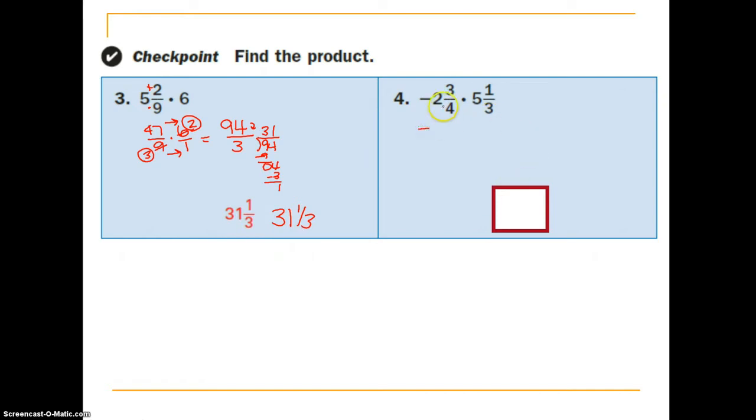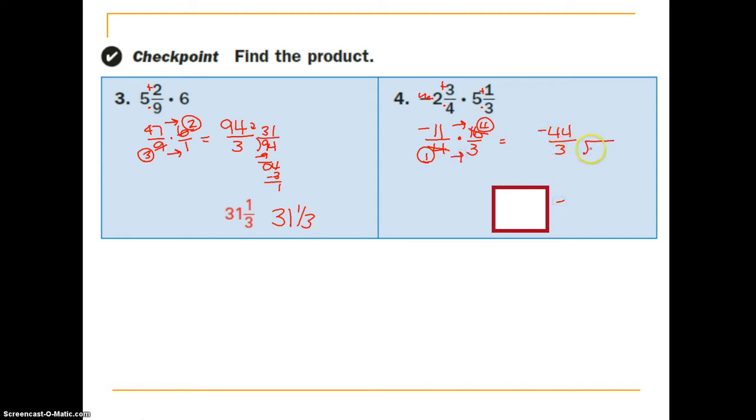Number 2, it's going to be negative. Don't worry about the negative now. 4 times 2 plus 3 is 11 over 4, times 15 plus 1, 16 over 3. Simplify the 4 and the 16, both divide by 4. That's 1 and 4. Multiply across, negative 44 over 3.